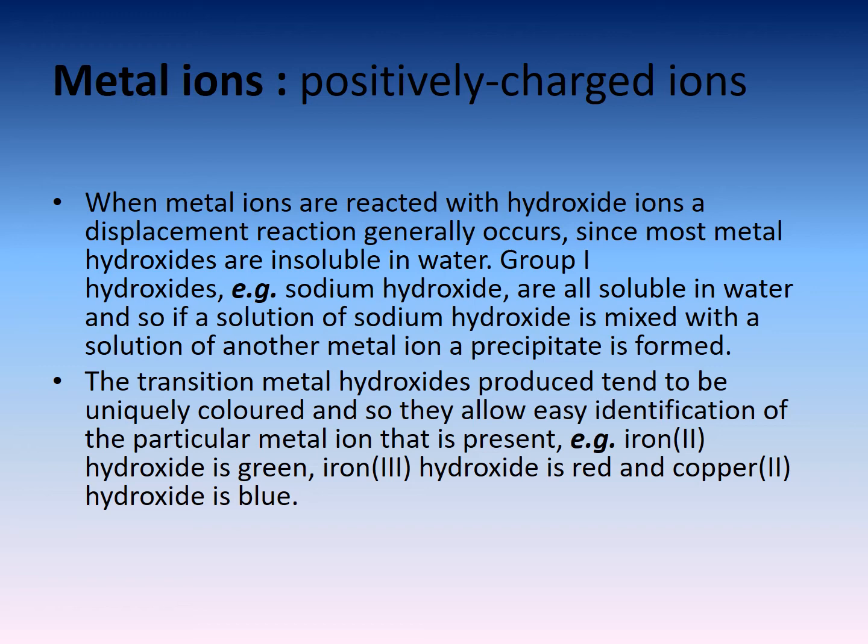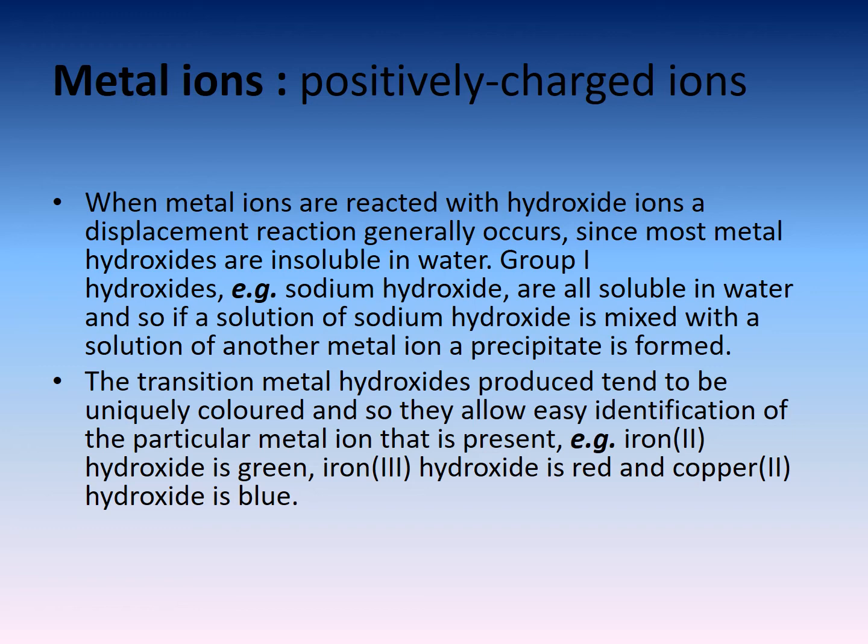And so if a solution of sodium hydroxide is mixed with the solution of another metal ion, a precipitate is formed. Now you know that a precipitate is an insoluble solid which is formed when we are testing the cations, and these precipitates only form when a metal ion in solution joins with hydroxide ion in solution to form an insoluble metal hydroxide. Another important point is that the transition metal hydroxides produced tend to be uniquely colored.